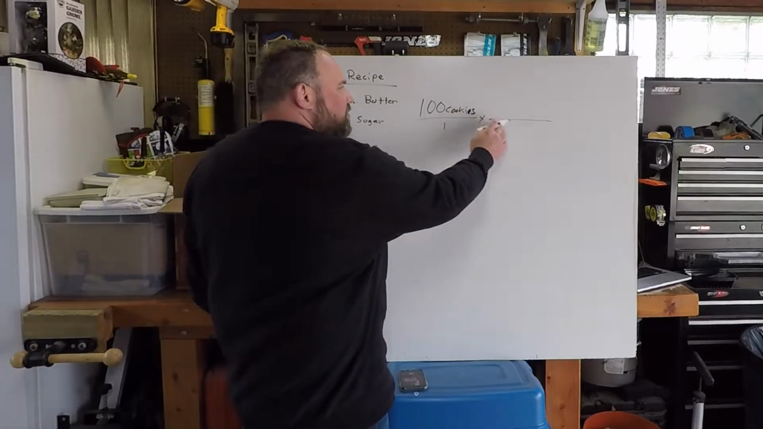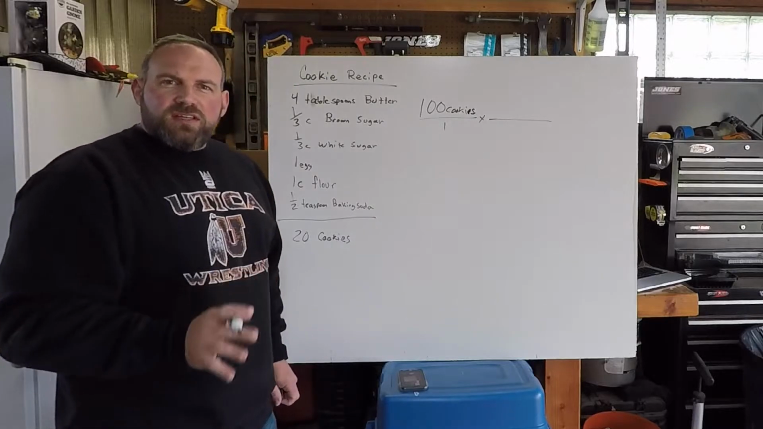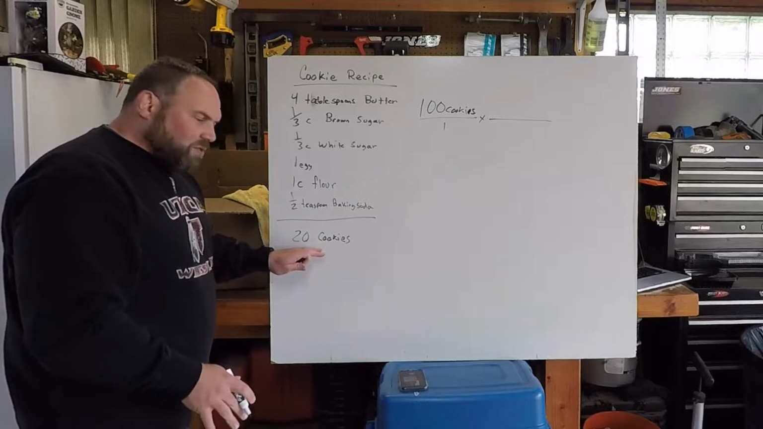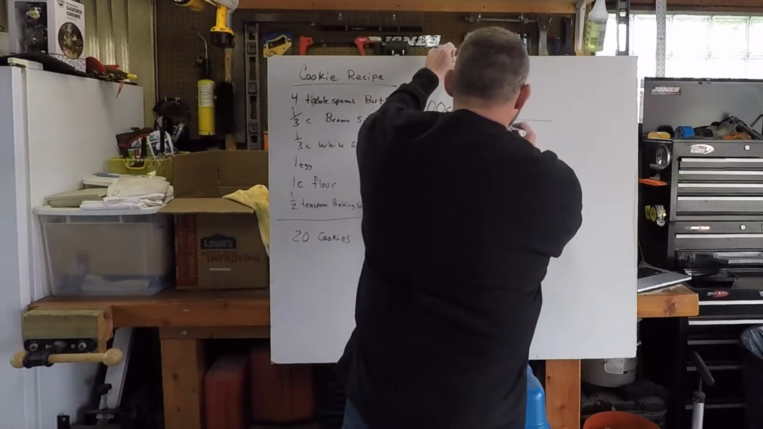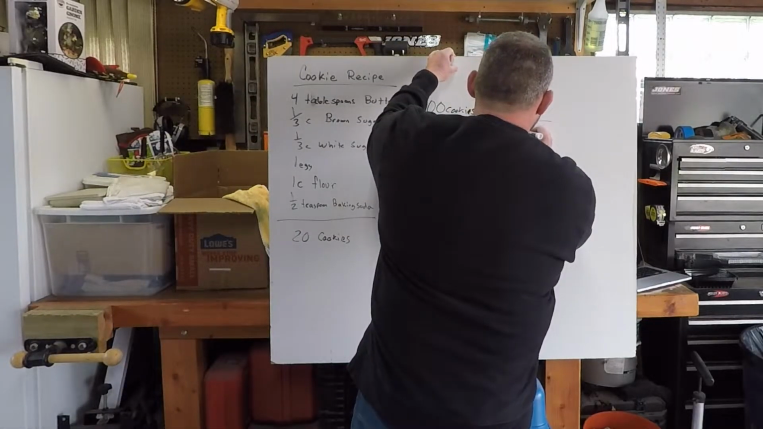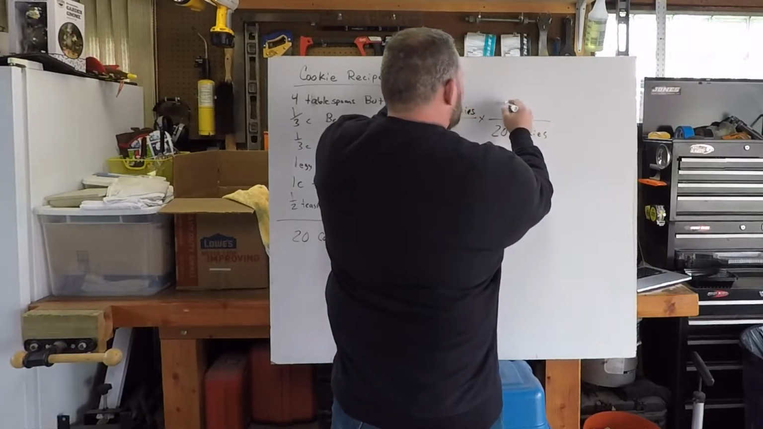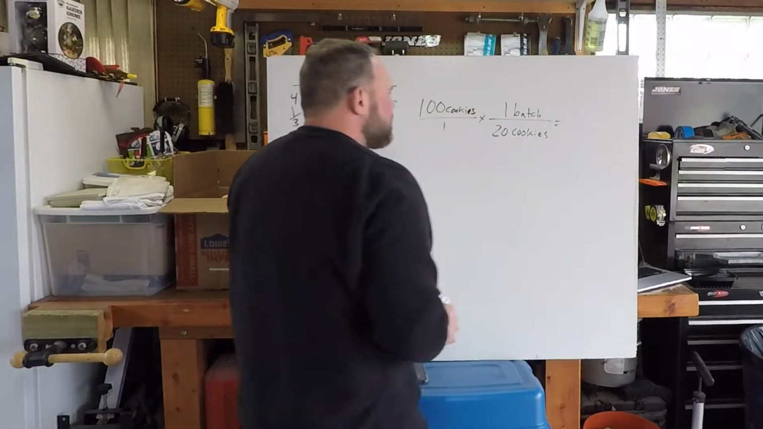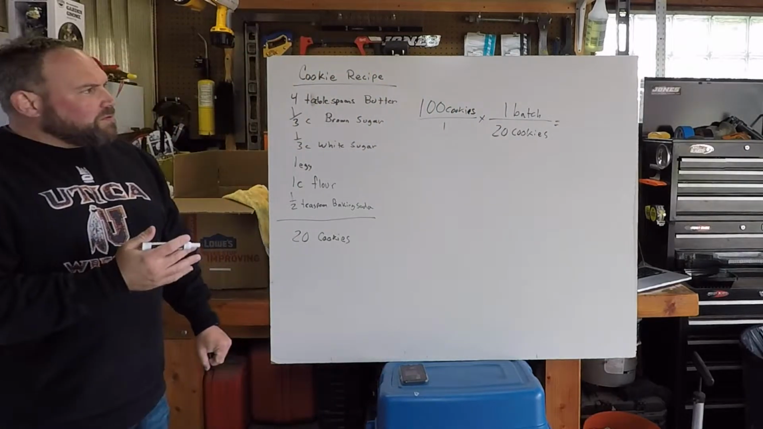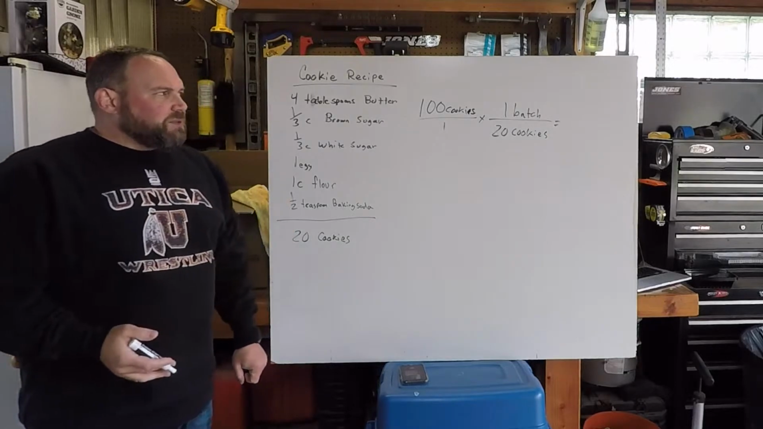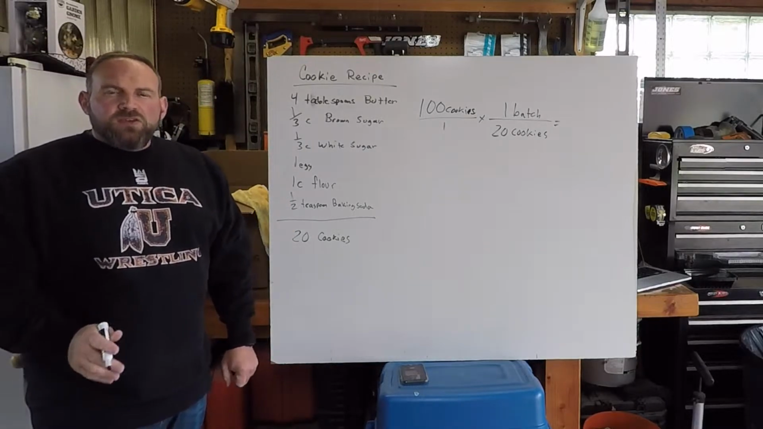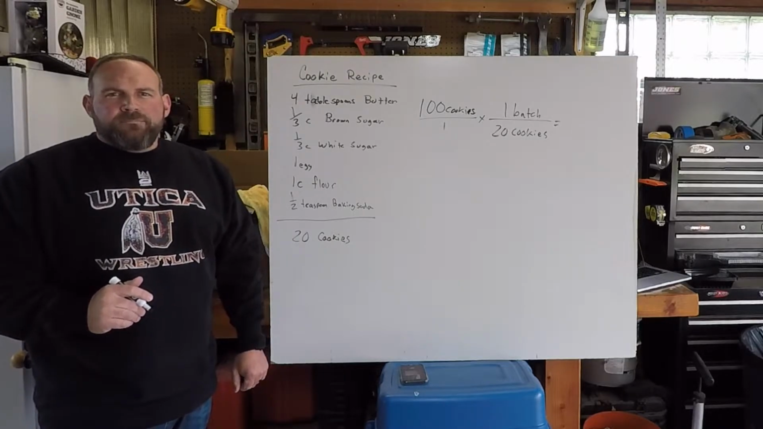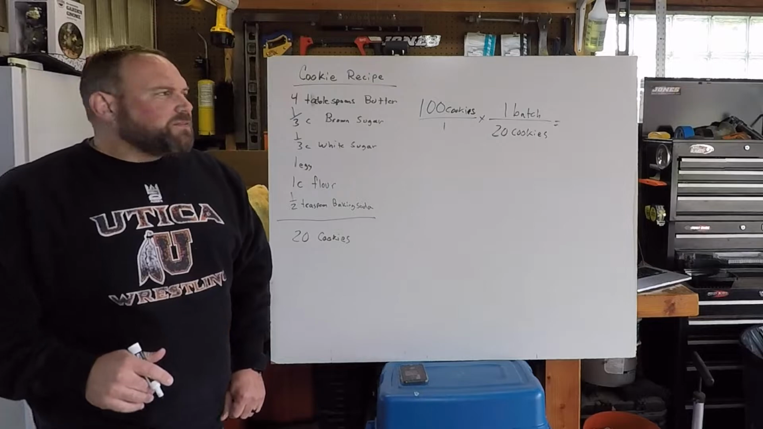So keeping your units together so that they cancel out, we're going to put cookies on the bottom. So for every 20 cookies is one batch of cookies. So every 20 cookies gives me one batch of cookies. So how many batches of cookies do I need to make for this bake sale? That's right, 5 batches.